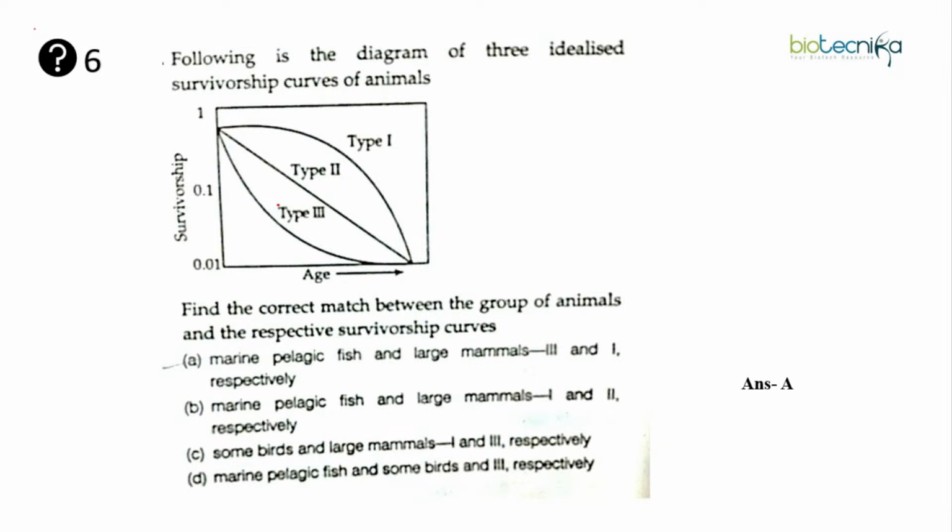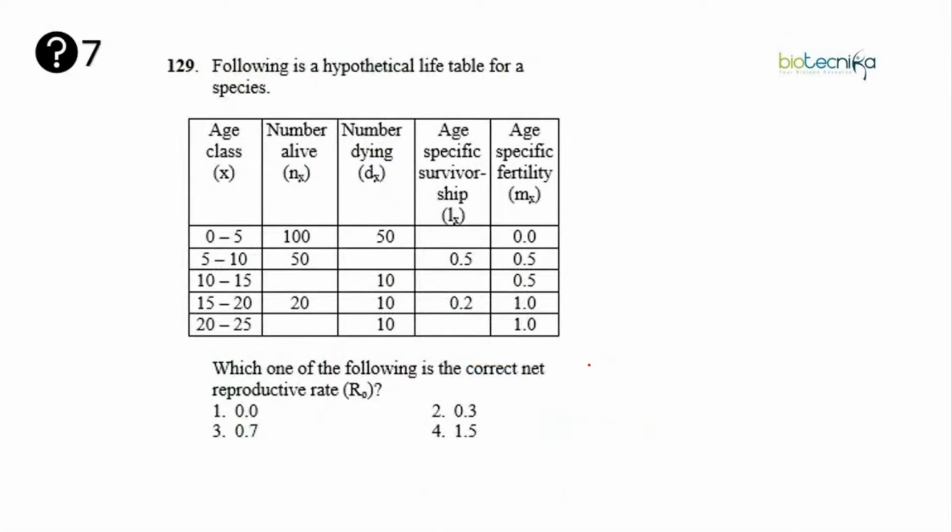So we know one thing for sure, that type 1 is always for the mammals. Isn't it? The large mammals, it will always be the large mammals. Now just see, even if you don't know what will happen to the pelagic fish and all, type 1 mammal is only given in option 1. Large mammals, type 1. So even with your eyes closed, you can select option 1. You don't even have to bother about the pelagic fish, because nowhere else in the options have they given you large mammals as type 1. Okay, so these are the hints that you have to catch.